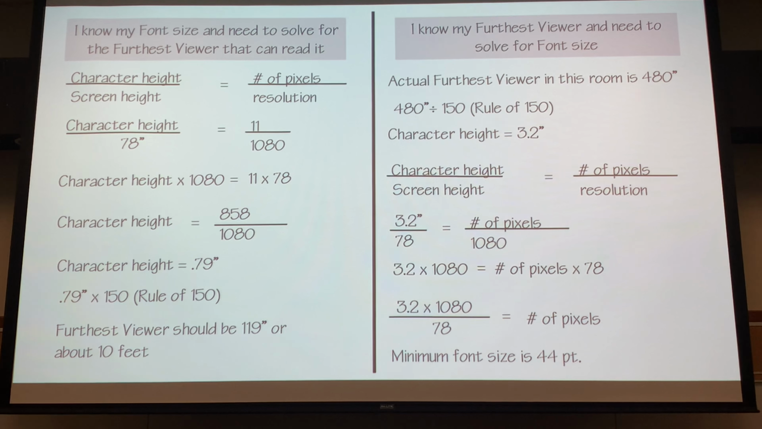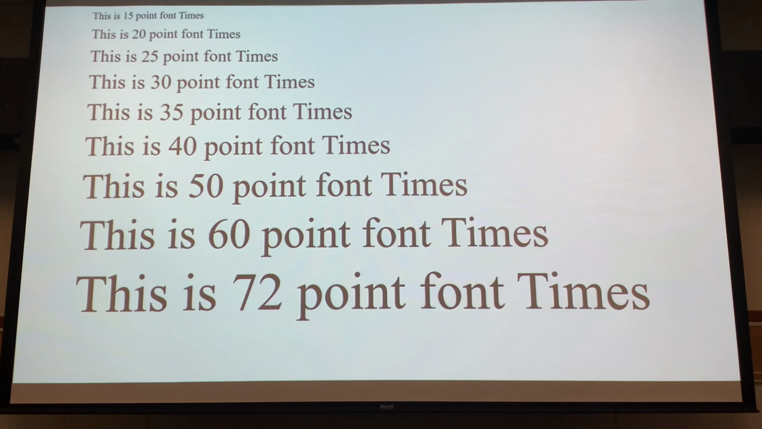Now, if you don't want to do any of this math and you've got access to the room ahead of time, here's a quick little cheat. You can create this little sheet for yourself, and it just says this is, whatever points. Boom, boom, boom, boom, boom. Go to the back of the room and see if you can easily read it. Don't strain, just so you can easily read it.